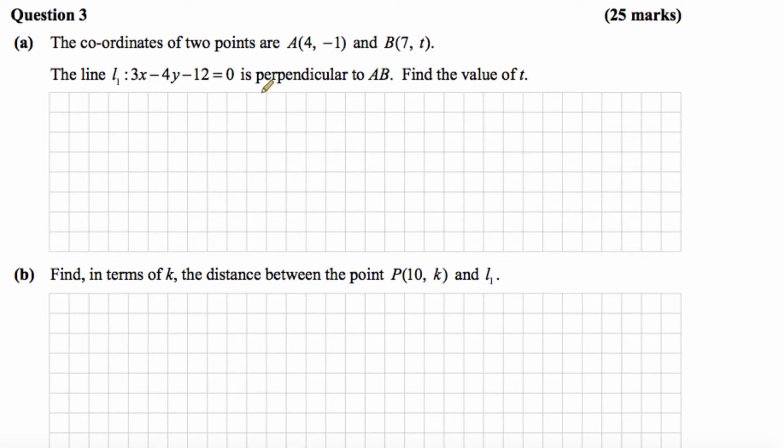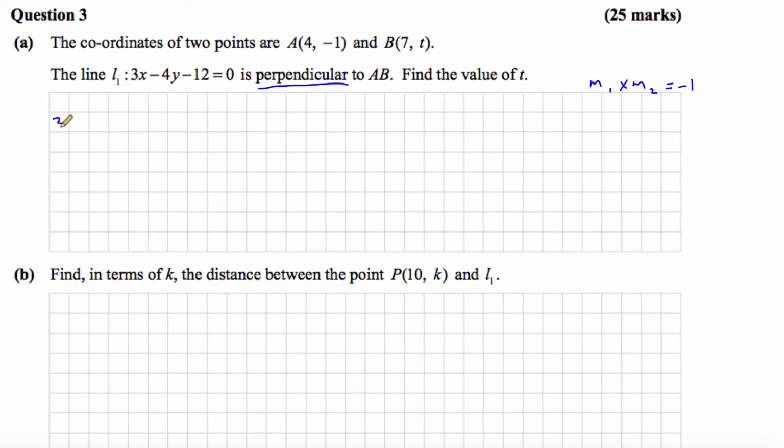Okay, now the key word here is perpendicular. If two lines are perpendicular, we can say that the slope of the first one multiplied by the slope of the second one is -1. That's a fact. So if we can find the slope of this line and then the slope of this line here in terms of t, obviously, we can multiply them, let them be equal to -1 and set up an equation. So let's get the slope of L1 first of all.